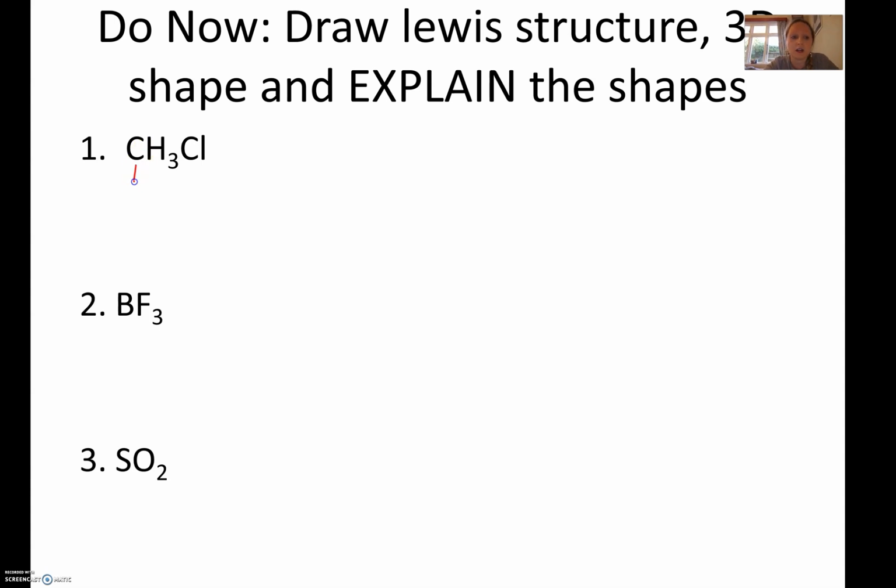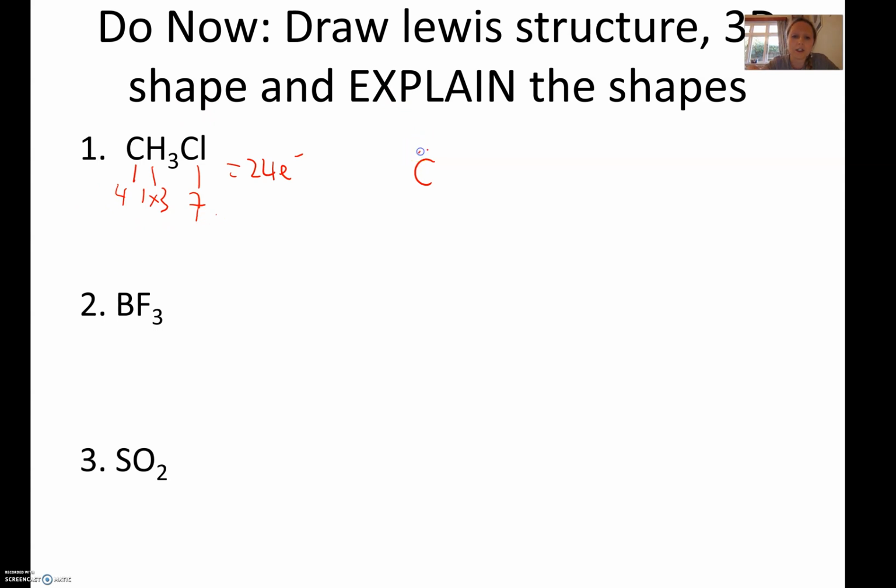So let's draw the Lewis structure. For valence electrons, carbon's in group 14, so there are 4. Hydrogens in group 1, so there are 1 times 3, and chlorine is in group 17, so 7 valence electrons. So if you add all that up, that's 24 valence electrons. We now have to work out which atom's going to be in the middle, and that's going to be carbon, because it is the most electron deficient. You'll notice that carbon and chlorine are by themselves, so it had to be one of those two. Chlorine needs 1 electron, whereas carbon needs 4.